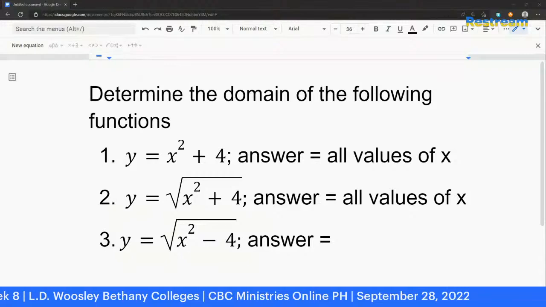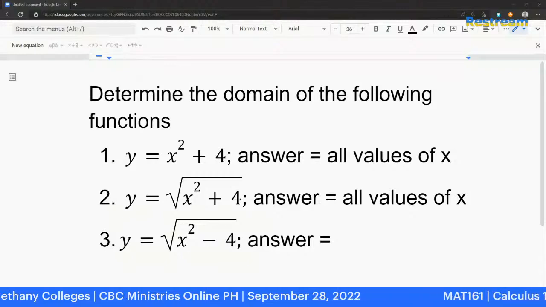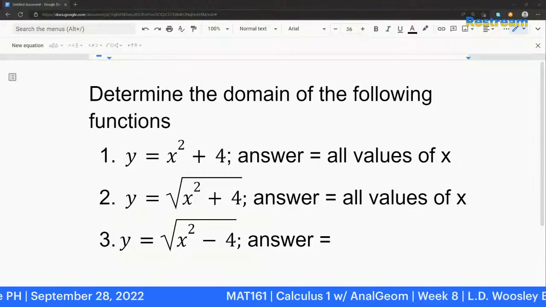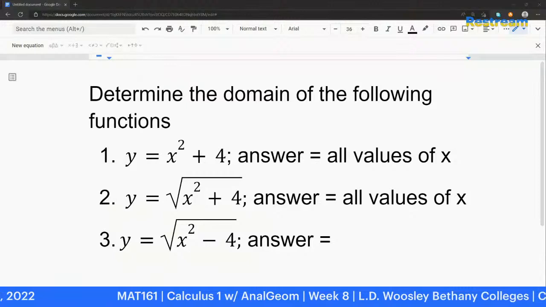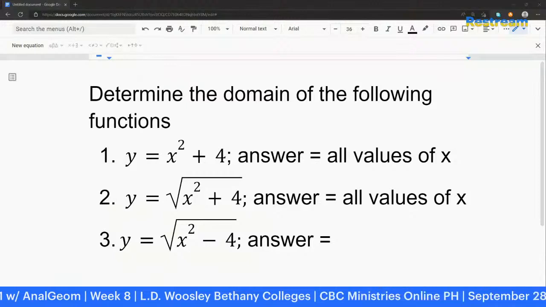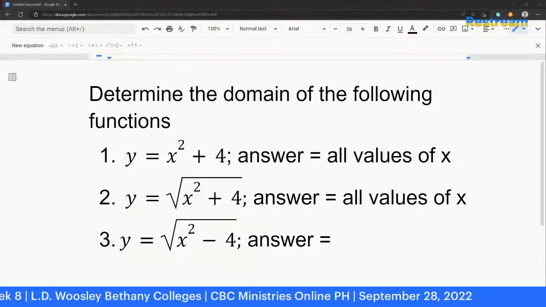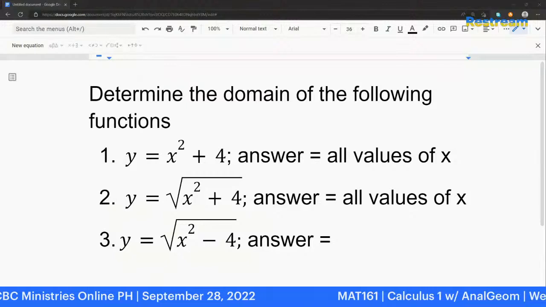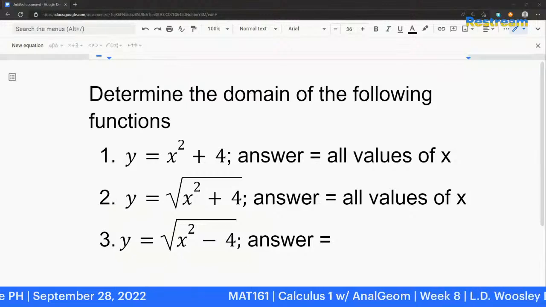Gusto ko lang ma-establish sa inyo yung concept ng domain, no? Alam ko naman algebraically, alam niyo na yan, no? But this will be applying this to calculus also. Josh, what's the answer? The domain of the function? You could use your chat box if you cannot answer audibly.